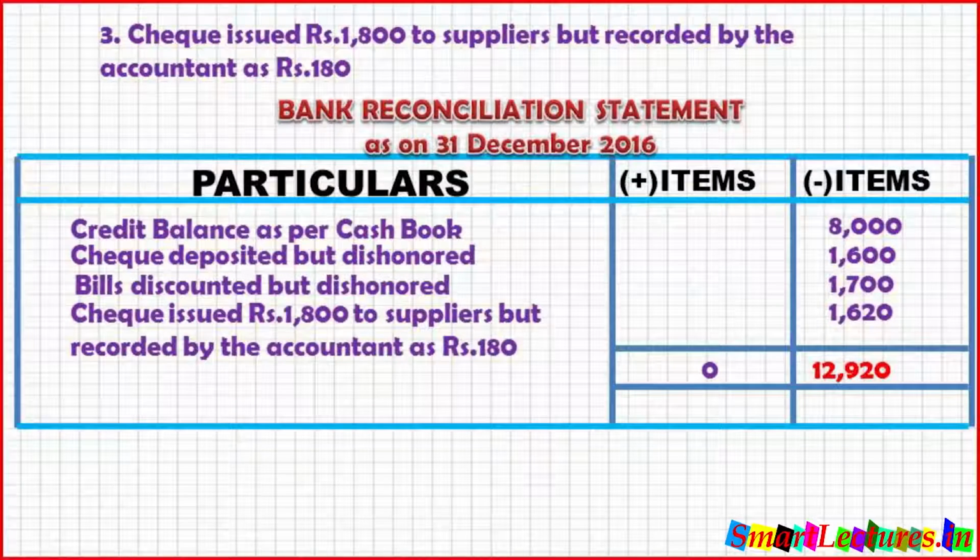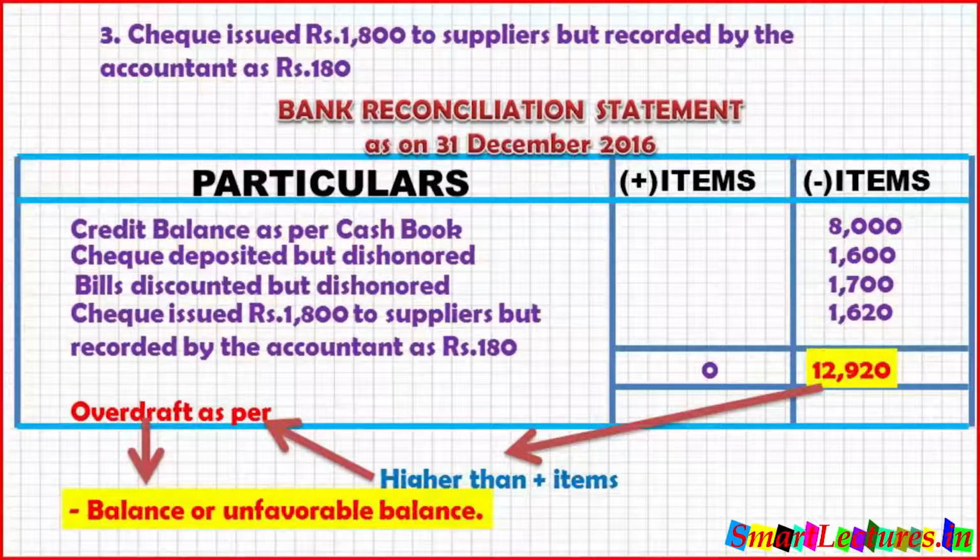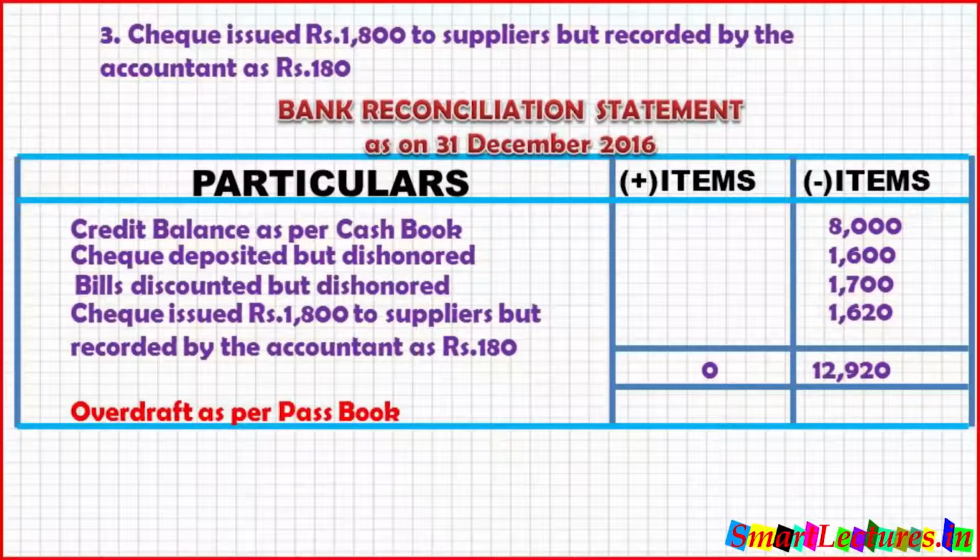12,920. I have already told you, if the total of minus items is higher, the answer will be overdraft as per. Means this is the negative balance or unfavorable balance, and the question started as per cash book and the answer will be as per passbook. So overdraft as per passbook will be 12,920. This will be our answer.